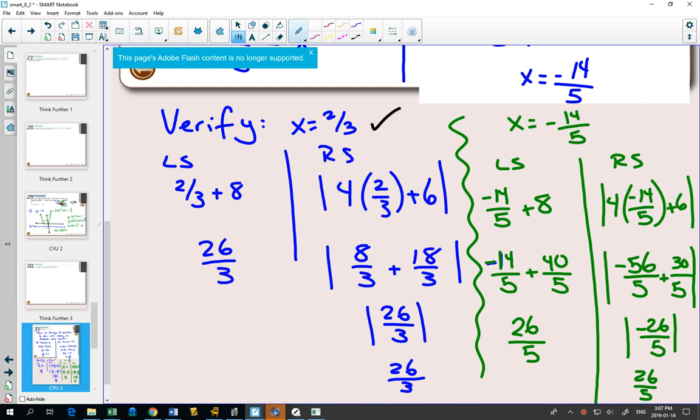If both the left side and the right side simplify to be the same thing, then you know the answer works. If they simplify to be different numbers, sometimes only one works, and sometimes you get a situation where neither of them works. Then you would say no solution. But you'd have to do all this work to verify to find out there was no solution.